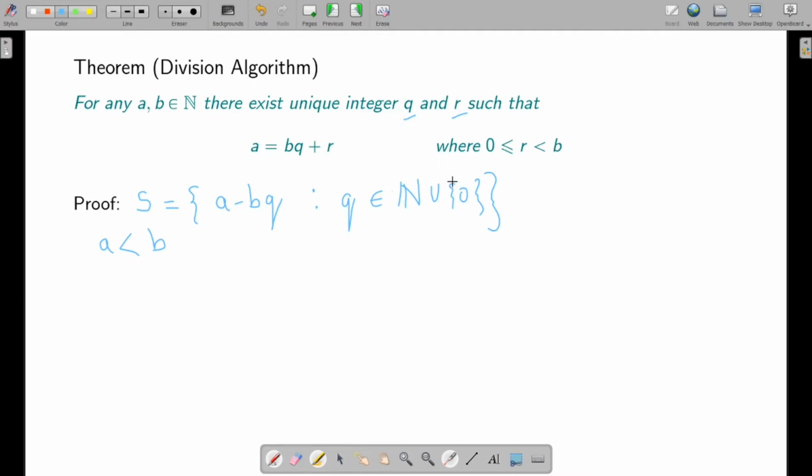Just switch on your mic and tell me what is the remainder and quotient if A is less than B. Try to express A as BQ plus R. What will be your Q and R? Remember that you need R to lie between 0 and B. What do you think it will be? What will be your remainder and what will be your quotient?